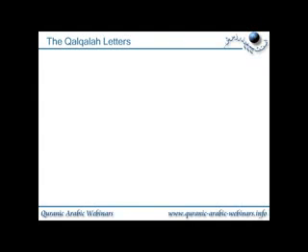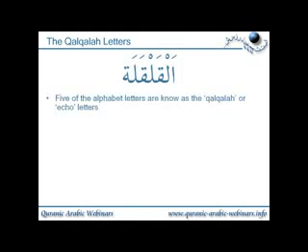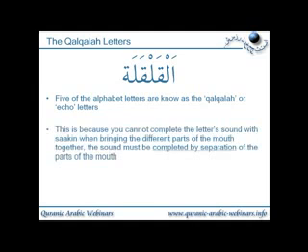Now the qalqala letters, and this is it written in Arabic, so it's al qalqala, and the sukoon in this actual writing is the computer font, i.e. round circles. So 5 of the alphabet letters are known as the qalqala letters, and in English we normally just call them the echo letters.